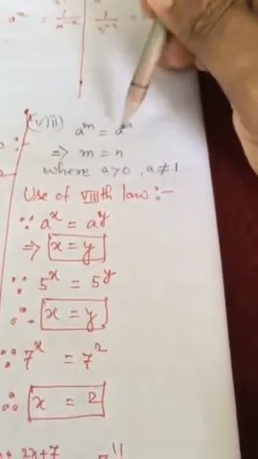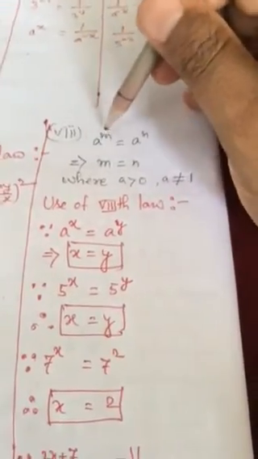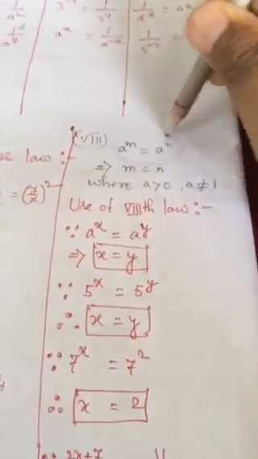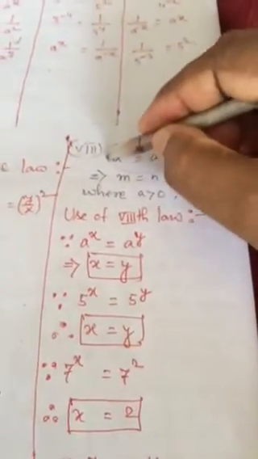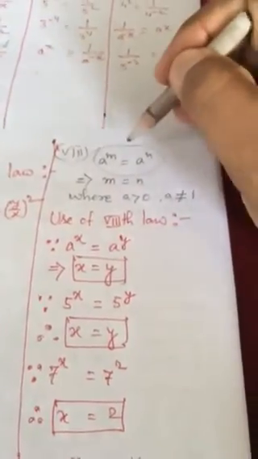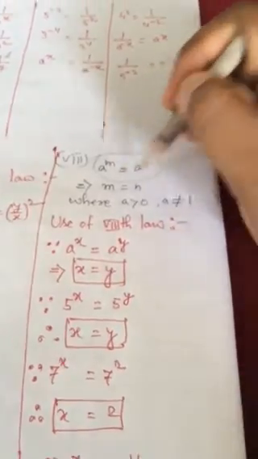A to the power m equals a to the power n. It's very important, listen very carefully. This is an equation, the equation of the index. You see here, both are in index form, and there is an equal to sign between both index forms. In such a case, what will you see?